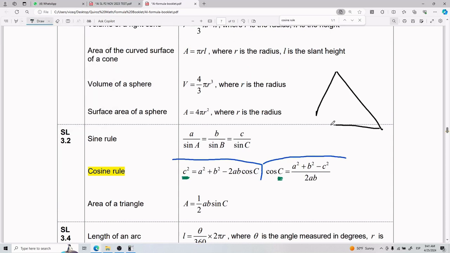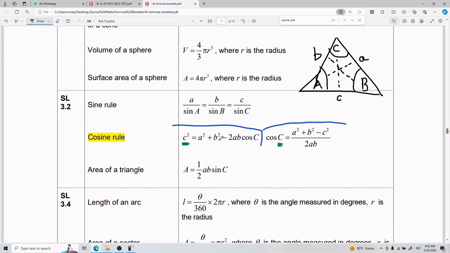If you pop out a triangle, the big letter, for example, angle A, big A, is associated to little a. Angle big B is associated to little b. And angle big C is associated to little c. So in other words, little letter is a side, big letter is an angle.